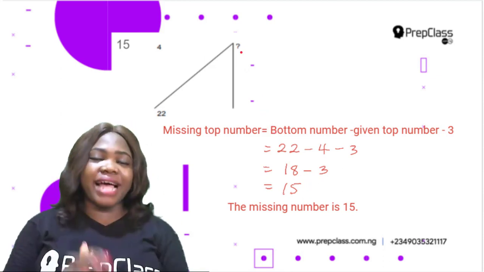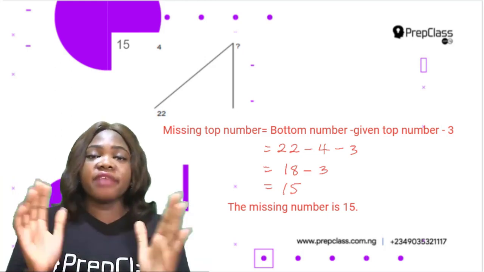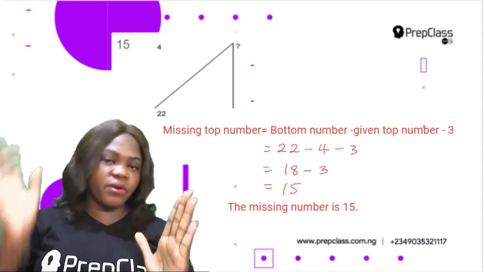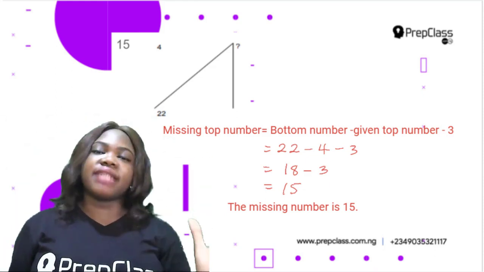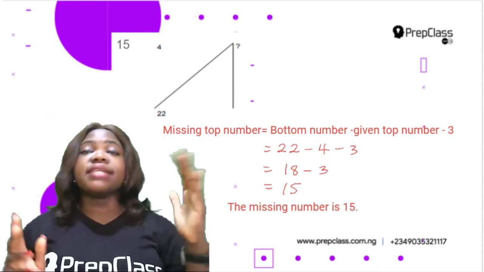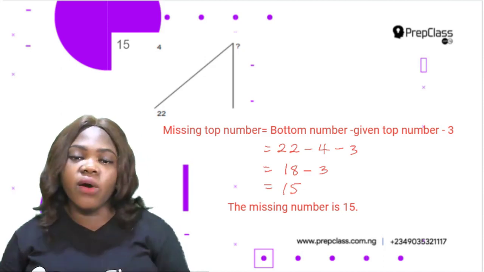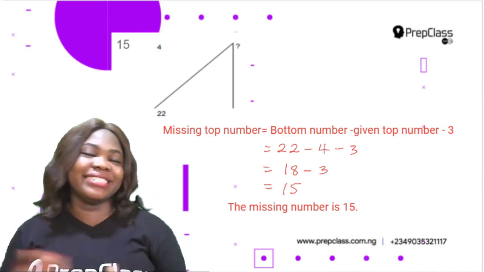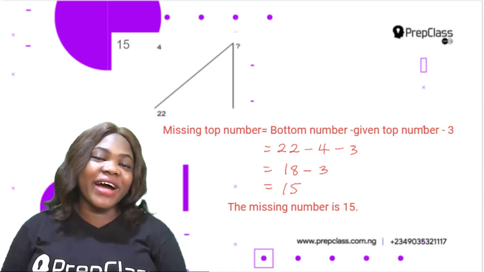For us to be sure that our answer is correct, all we have to do is to do it the way we got the samples. Okay, so add the two top numbers, and then if the answer is an odd number, add 3. If the answer is an even number, add 4. Okay, so 4 plus 15 is what? 19. Is 19 an odd number or an even number?